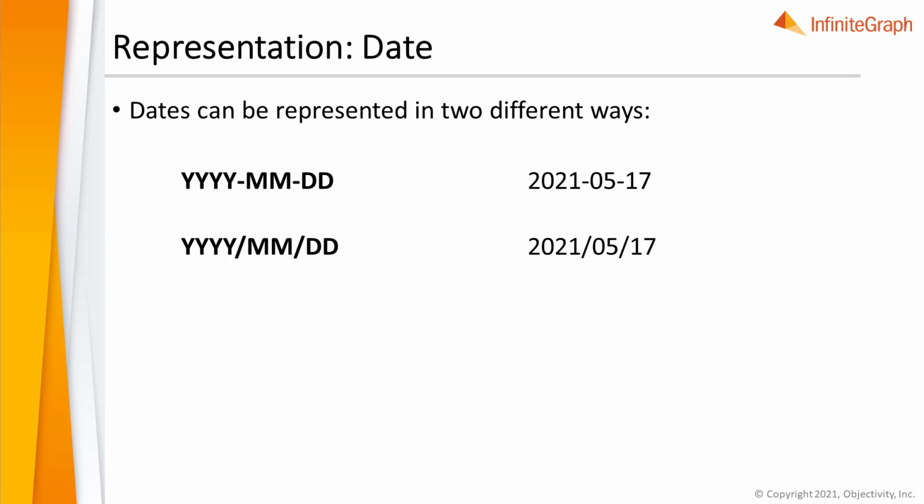Dates within date and date time attributes can be represented in two different ways. We can use a hyphenated format or a format that uses slashes. So 2021-05-17, and this is a 4-digit year, a hyphen, a 2-digit month, a hyphen, and a 2-digit day. We can do the same thing with slashes, where we do a 4-digit year, a slash, a 2-digit month, a slash, and a 2-digit day. And again, this works for both date attributes and date time attributes.